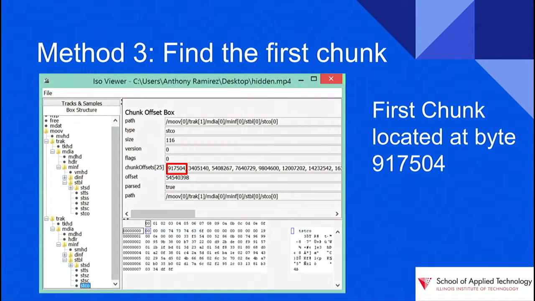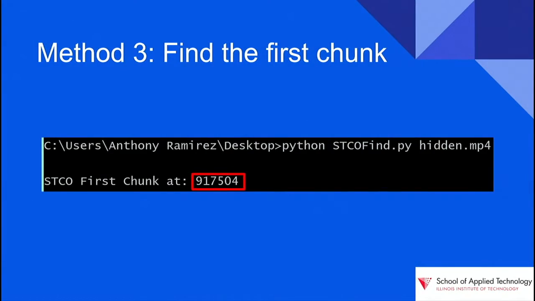So what we did was, first of all, we found a tool that tells us where the first STCO is. It's called IsoViewer. It's just an MP4 video viewer. It gives you a really verbose display of all the information, all the metadata within a video file. And we used it to find the first chunk. In this file, we see that the first chunk is located at 917504. We'll get into why that number is significant in just a second. Then we wrote a Python script because we got lazy and just wanted to run the file through, and it worked out pretty well.